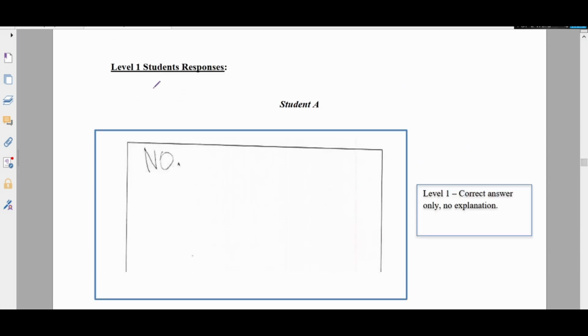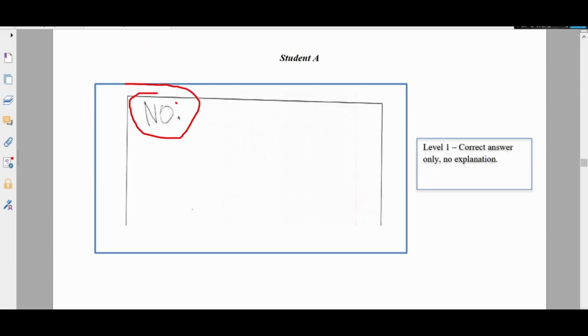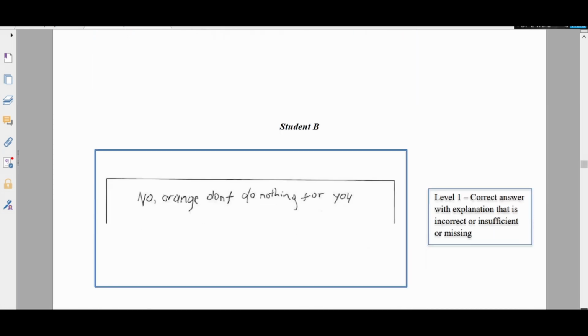Look at this one, level 1 response. And this person simply has what? No. So here it is the correct answer only. Is it a good breakfast? No, it's not. Done. Finish. No explanation is given. So you would only get a level 1 there. So you have to focus on the sources and support whatever it is that you're doing.